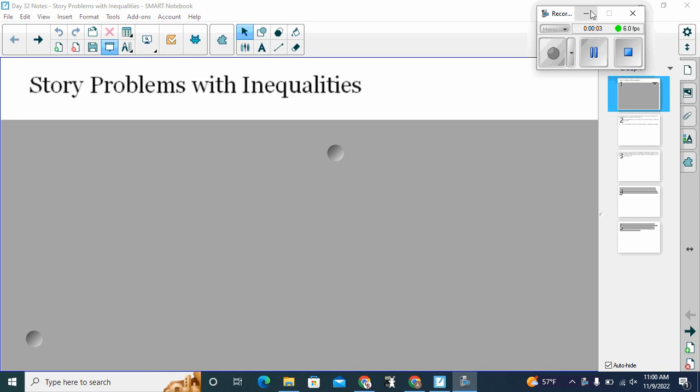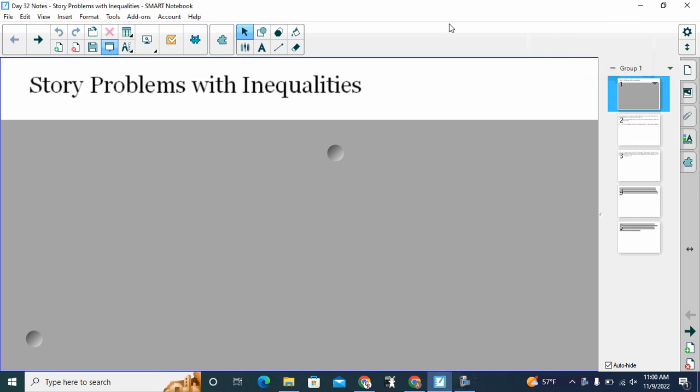The notes today deal with story problems, specifically those that have inequalities. So we're going to be given a story problem. We will need to write and then solve an inequality that should answer the story problem.